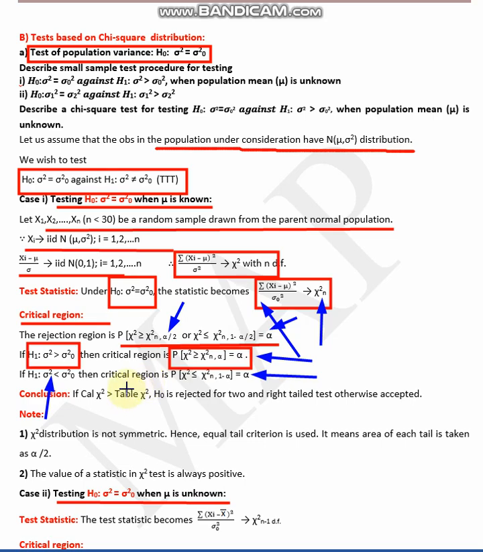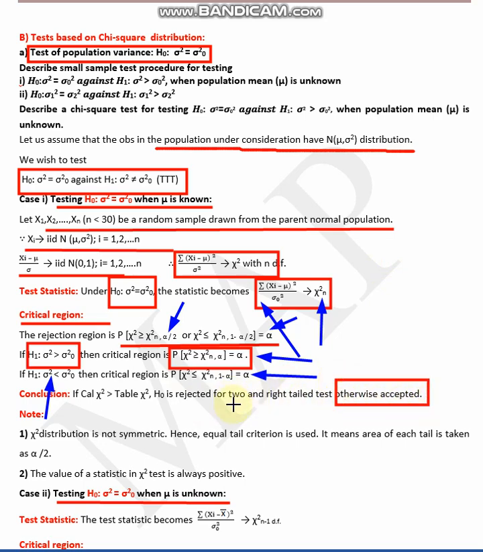And for the right-tailed test, if chi-square is greater than this value, then we need to reject the H0. And for the left-tailed test, if chi-square is less than chi-square n, 1 minus alpha, then I need to reject the hypothesis. Otherwise, we have to accept the null hypothesis.